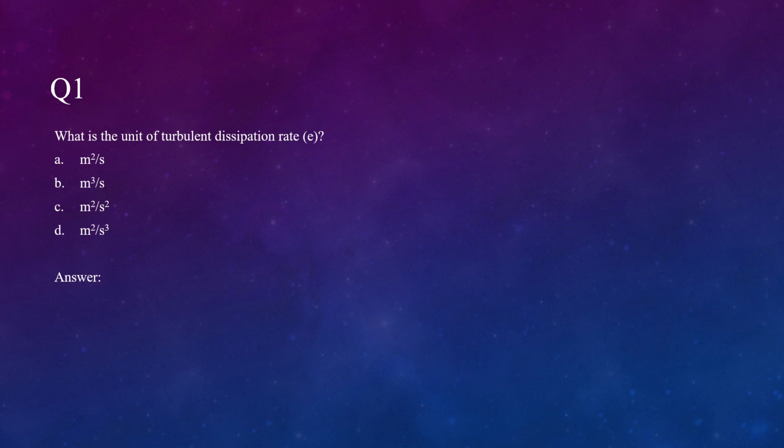The first question for this session is basically: what is the unit of turbulent dissipation rate epsilon? Is it meter square per second, meter cube per second, meter square per second square, or meter square per second cube? The answer to this problem is option D, that is meter square per second cube. We will see how, or if any of you have the answer for this question, you can always unmute yourself and say. We'll wait for a minute and then we'll discuss the answer.